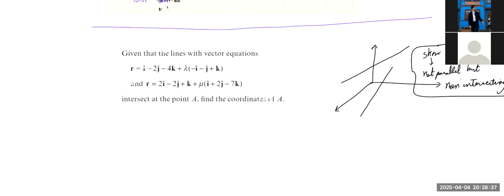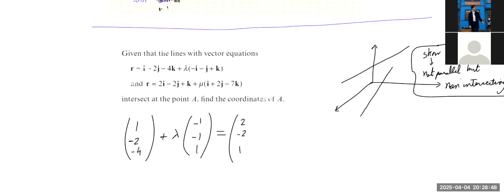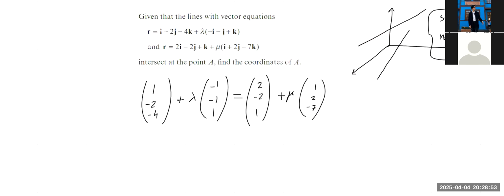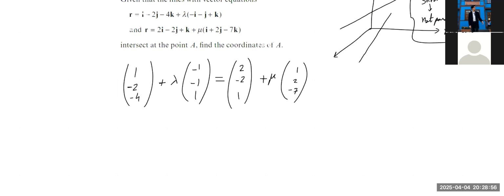What we do is, by the way, I'm going to write them in column vector form, because I like that. (-1, -1, 1). And I want this to be equal to the other one: (2, -2, 1) plus mu (1, 2, -7). Now, this skill that I'm about to show you is very important. We already came across this when I was showing you how to parameterize equations. You need to convert each row into a separate equation. So you would say 1 plus lambda times -1 equals 2 plus mu times 1.